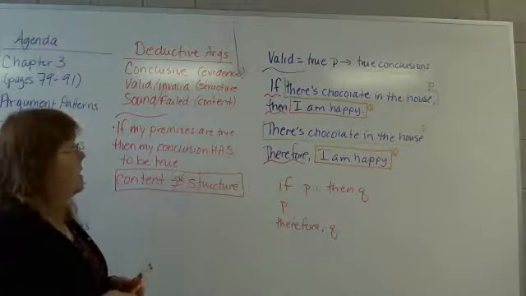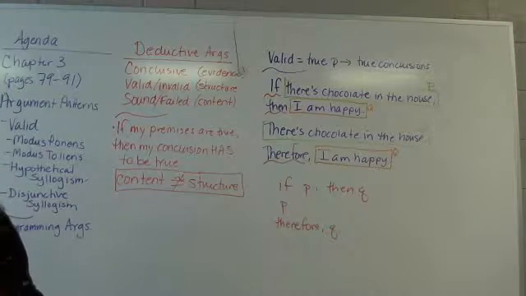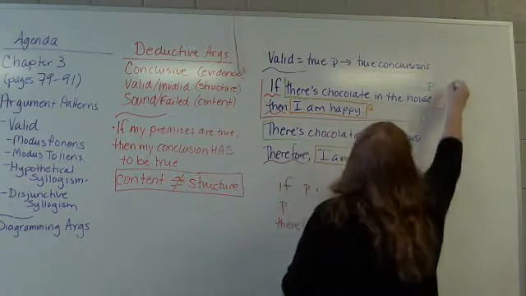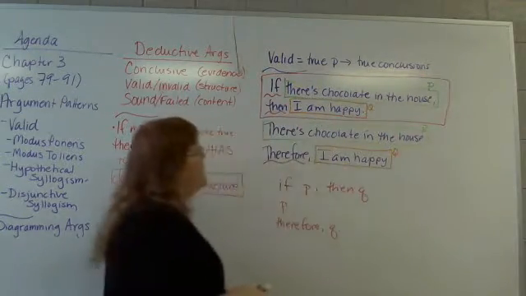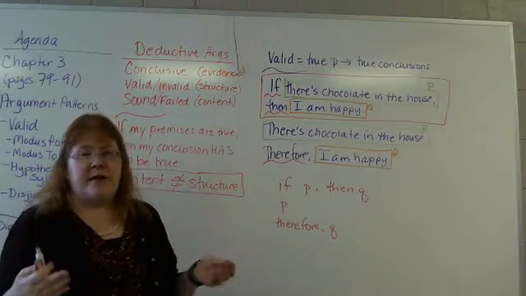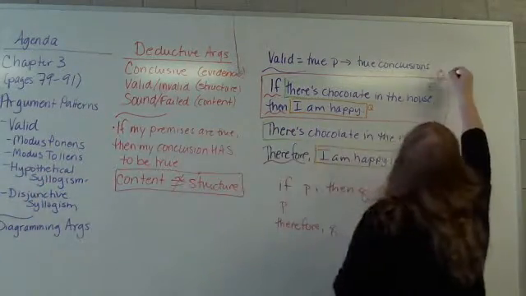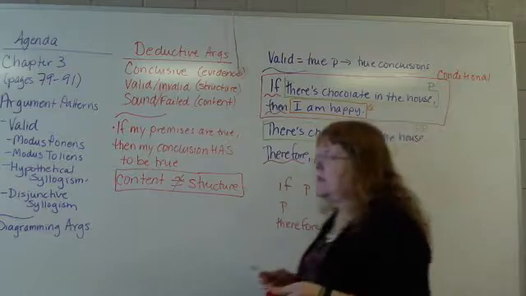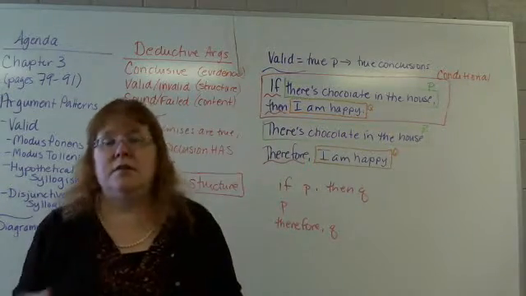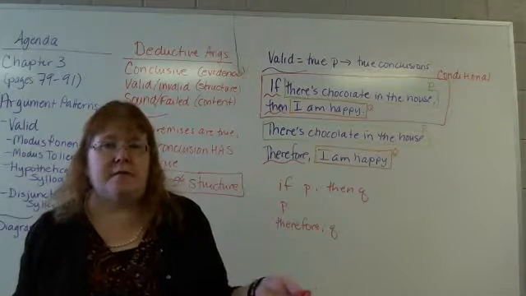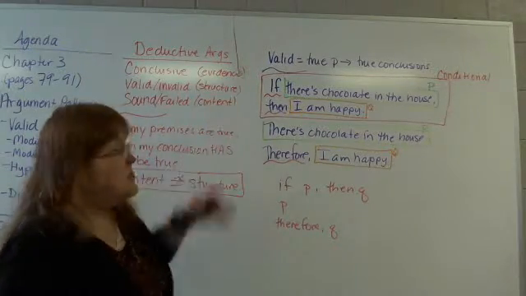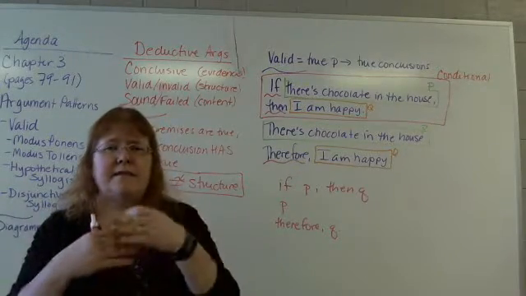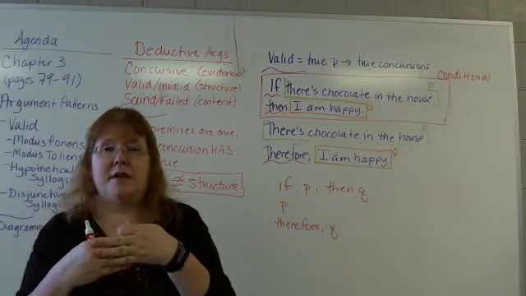It's always valid. Now, there's a couple other things I want to show you on here. This first sentence, my first premise, my if-then, that if-then is called a conditional statement. That whole big thing is a conditional. And easy to understand, there's a condition for the second part to be true. I can't just be happy. There has to be chocolate in the house. If there's chocolate in the house, then I'm happy. It's that conditional, it's reliant upon each other.